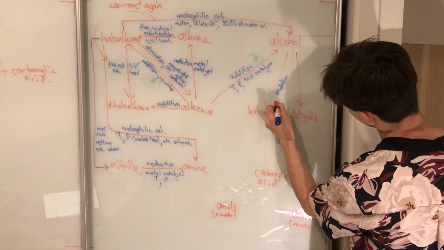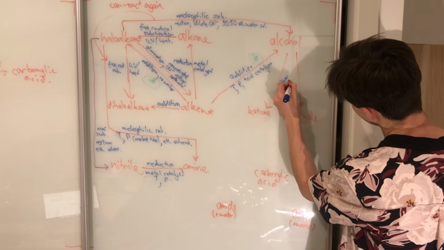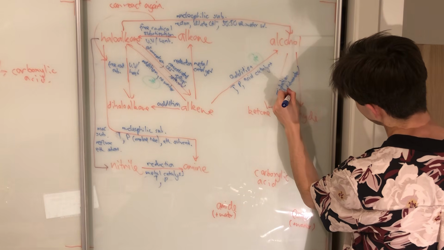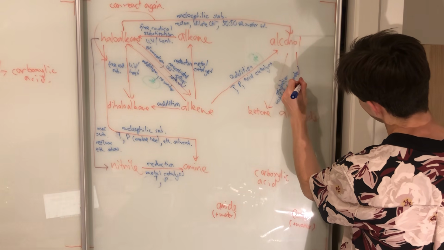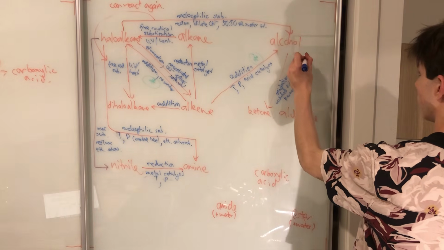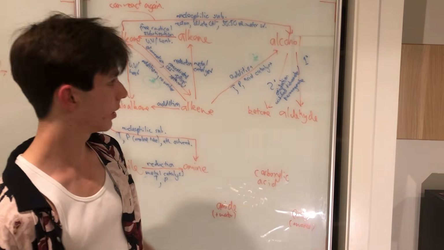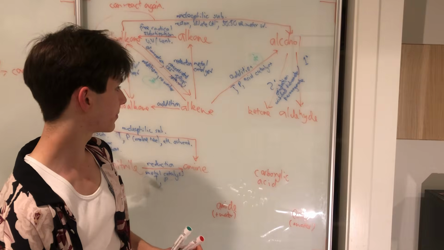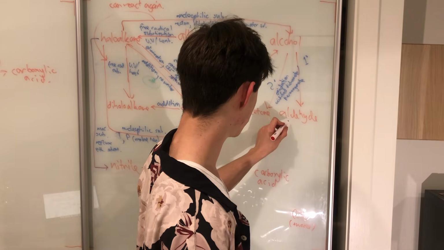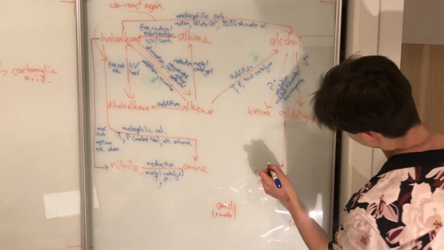And you need acidified dichromate/permanganate. But this one occurs for primary alcohols at the end of the chain, aldehyde. This one occurs for secondary alcohols in the middle of the chain, ketone. And aldehydes can be oxidized into carboxylic acids. And that's the same idea.